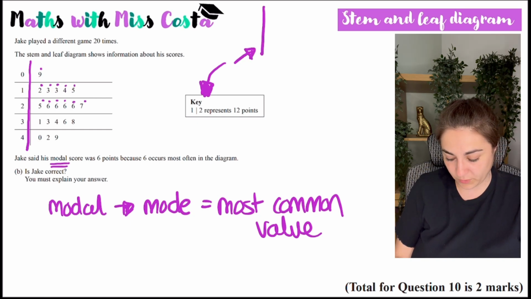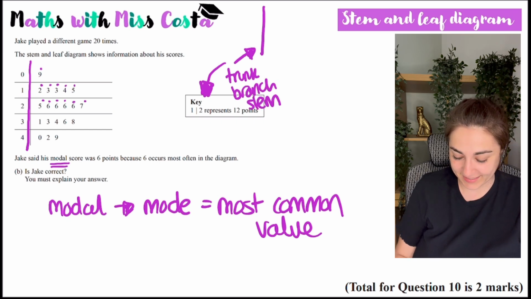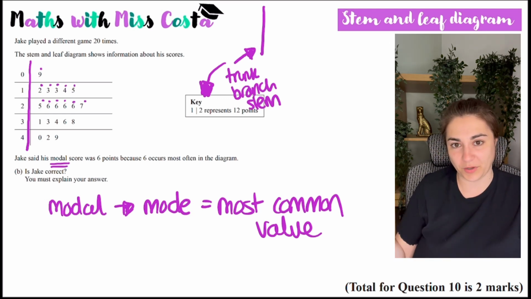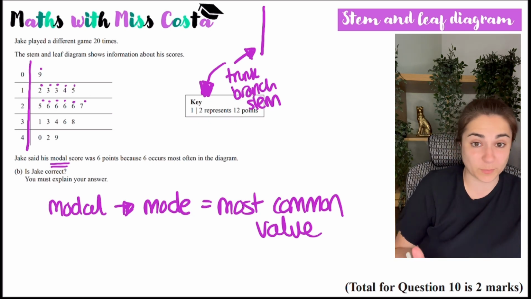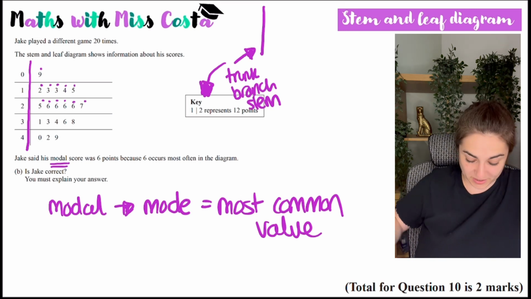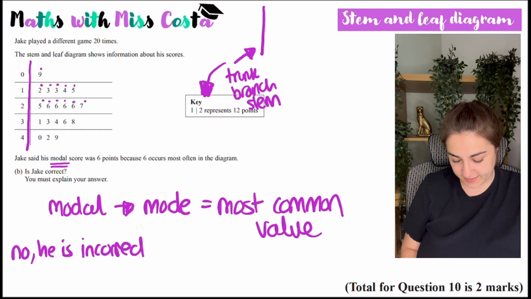With a stem and leaf, you've got your trunk or your branch. Different people call it different things, or I guess your stem, that makes more sense. And that's like the consistent thing. Normally it's tens, and then you've got your units as your leaves. Sometimes it's the hundreds. It just depends what your data is saying. Sometimes it's decimal points as well. But your stem is like the key part, which in this case is the tens, and your leaves are the other part. So no, he is incorrect.